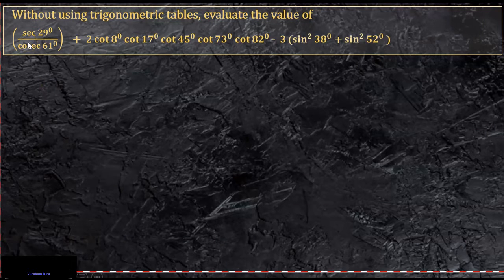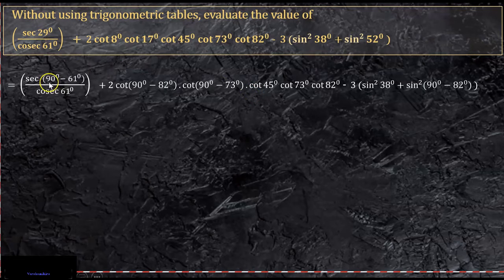This is also the same. We have been asked to evaluate the value of this entire thing without using any trigonometric tables. Here also you can see there is a relationship: 29 plus 61 equals 90 degree. So 29 can be written as 90 minus 61. Here it is 8 and 82, so either you can write 82 degree as 90 minus 8 or 8 as 90 minus 82. Here also it is 17 and 73, and here 38 and 52. So one can be written as 90 minus theta. Let's start.